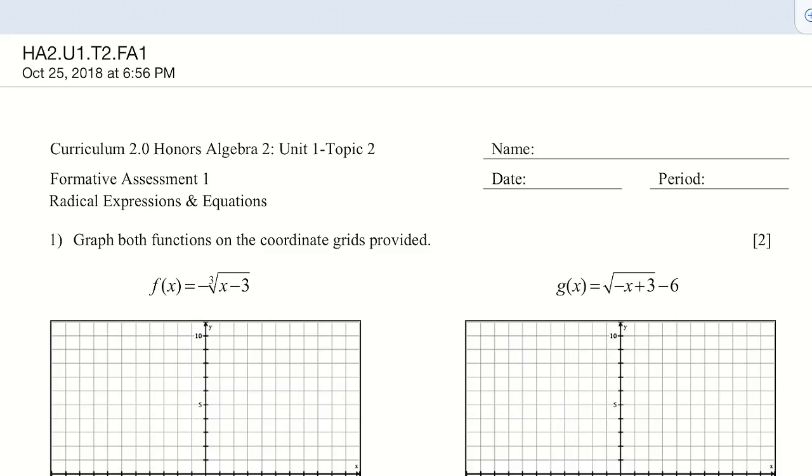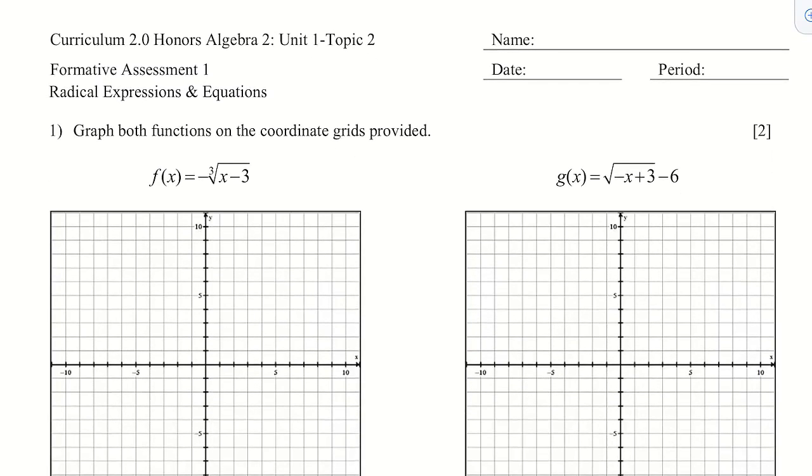We're working with Unit 1, Topic 2, and so I'm working with Formative Assessment number 1. It says graph both functions on the coordinate grids below. We're working with our cube root functions, and we also are given the value that is, in a sense, going to be negative. So just some information when we're dealing with transformations and other things like that.